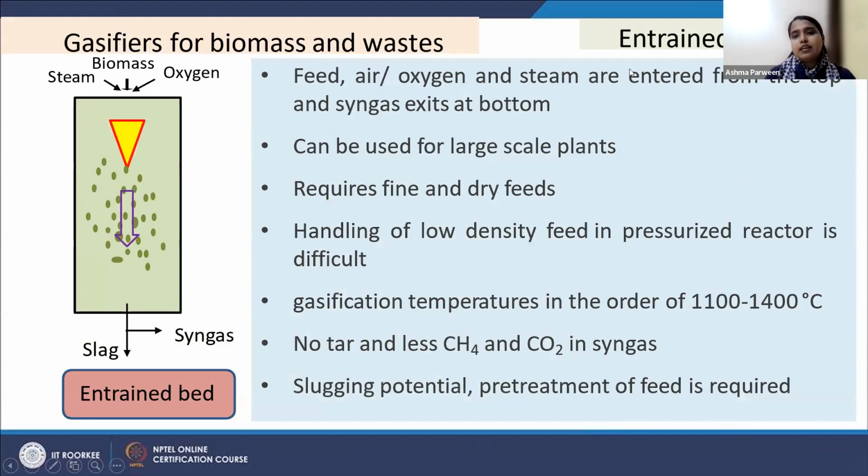Next is entrained gasifier. In entrained gasifier, we provide all three: steam, biomass, and oxygen from the top. So ample time is provided for the biomass particles, steam and oxygen to interact. And we take the syngas from the bottom, and the slag or ash, whatever is left, from the bottom. It can be used for large scale plants. In this, no tar is produced, and less methane and carbon dioxide is produced in the syngas.